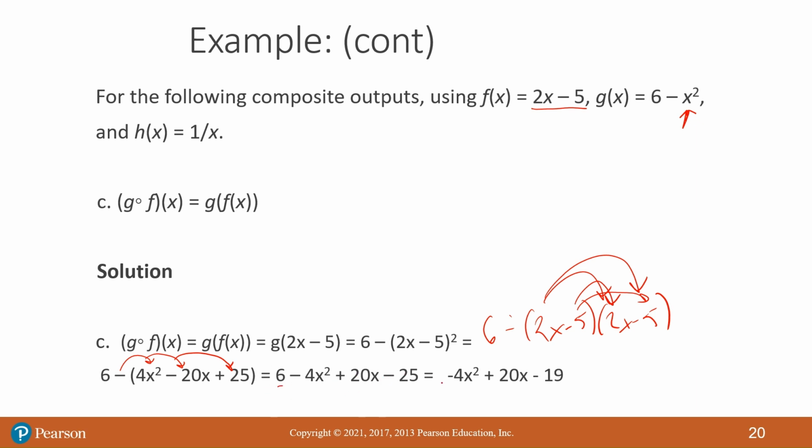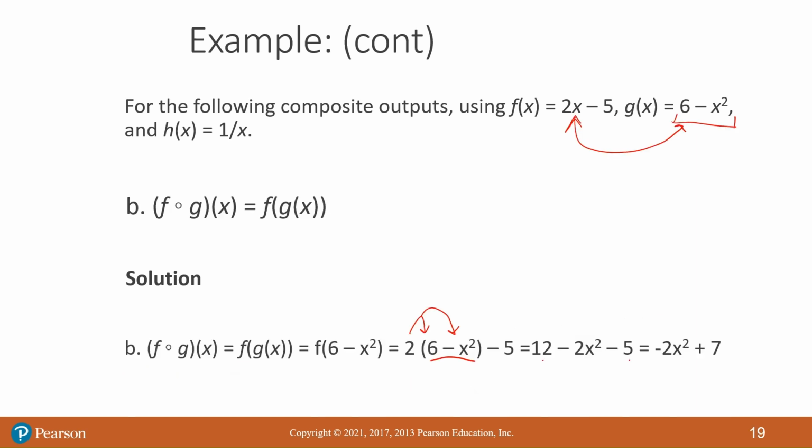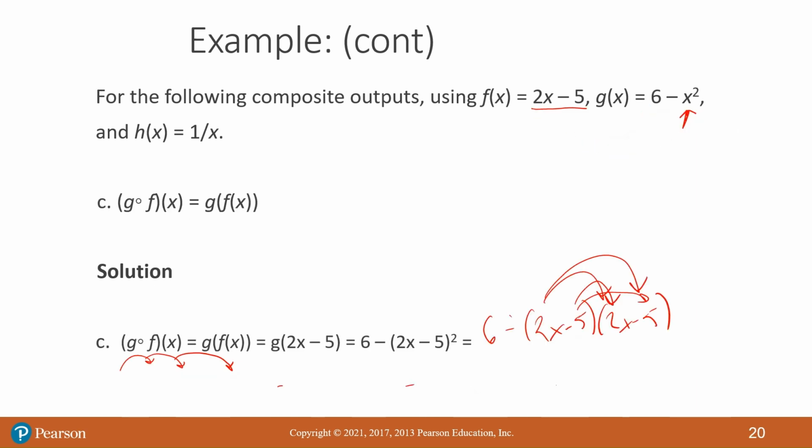And then I can combine the 6 and the minus 25. It simplifies down to a negative 19 here. So I'm looking at a final answer of negative 4x squared plus 20x minus 19. And if you notice, your g of f of x is not the same thing as your f of g of x here. They resulted in two completely different functions.